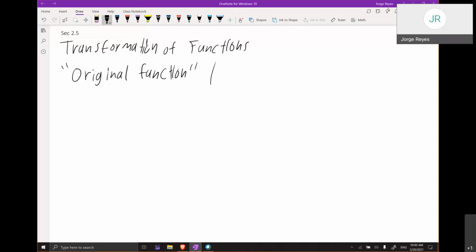I remember my calc teacher in high school called them the seven mother functions. So if that entertains you, then feel free to steal it.